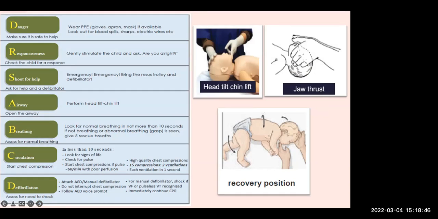This is the step by step for CPR using the mnemonic of DRS ABCD. Firstly, ensure the safety of the rescuer and also the child. Wear PPE such as gloves, apron, mask if available. Look out for blood spills, sharps, and also electric wires. Ensure that the external environment is safe for the child. Then check for the child's responsiveness. Gently tap the child and ask loudly, "Are you alright?"